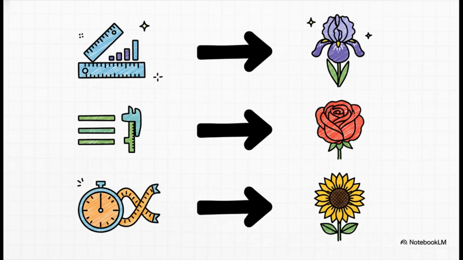Now, here's the absolute key to all of this. For every single set of measurements we feed it, we also give it the right answer. We're essentially telling it, hey, these specific measurements, that's a setosa flower. And these ones over here, that's a versicolor. This is what we call the output.